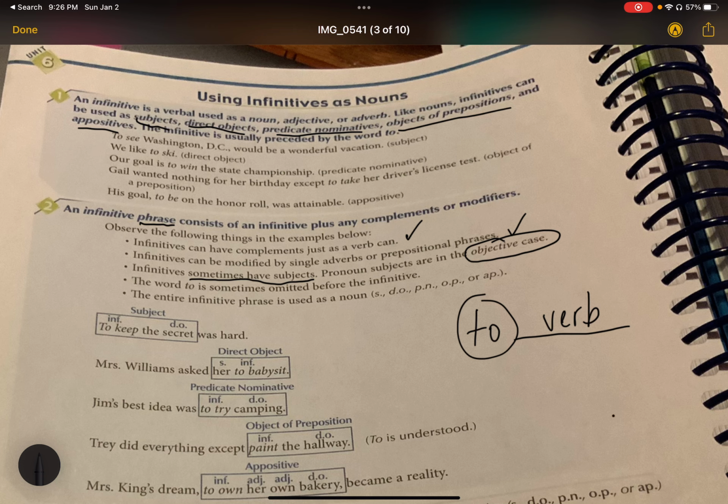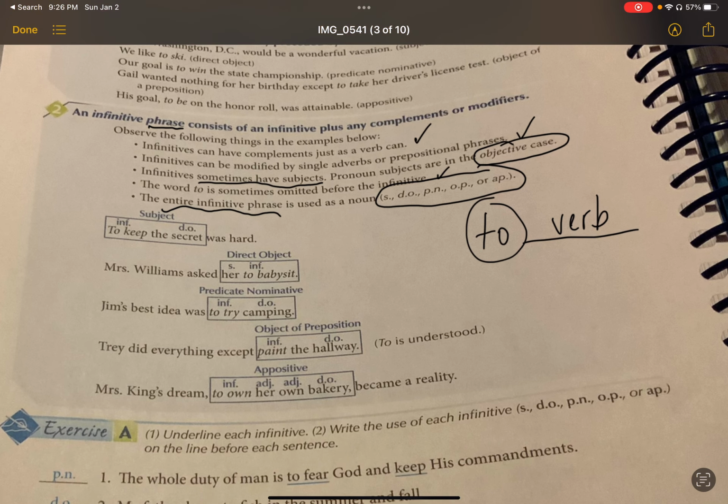Okay, and we mentioned that the word to can sometimes be omitted, and we consider the entire infinitive phrase as playing the part of sentence, not just the single infinitive, but the entire phrase is doing the job. So let's look at these examples.